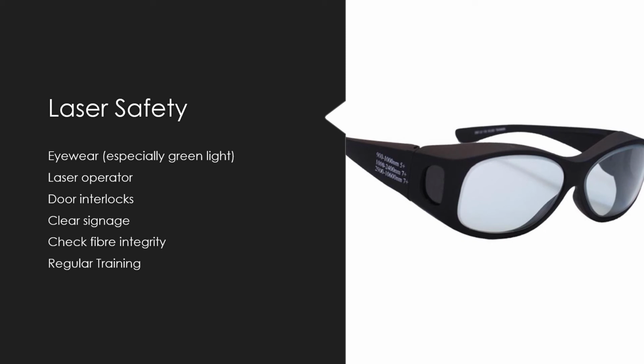There must be a designated laser operator who's responsible for controlling the machine and changing the settings. Clear signage of laser in use along with door interlocks to prevent people inadvertently walking into the theatre are both essential. All laser operators must undergo laser training, and it's important to check the integrity of the laser fiber prior to use. This is usually done by ensuring that the aiming beam is true.